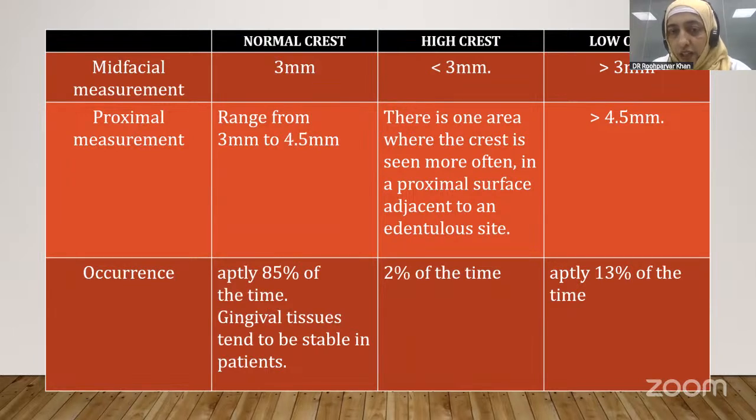When we have an edentulous site, the extent of proximal measurement is more as compared to the dentulous site. And here also it is considered less than 2 mm. So the occurrence is mostly among the normal crest patients. That is, most of the patients present a mid-facial measurement of 3 mm. That is approximately 85% of the time of the gingival tissue, and it is stable. Then high crest patients are seen in 2% of the time, and low crest patients approximately 1%.